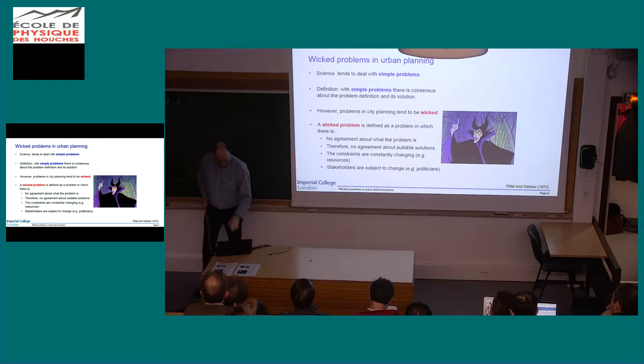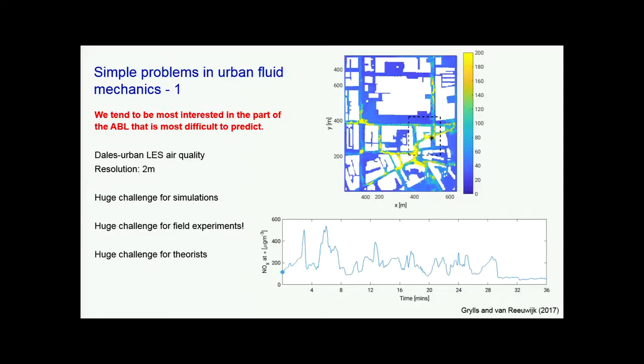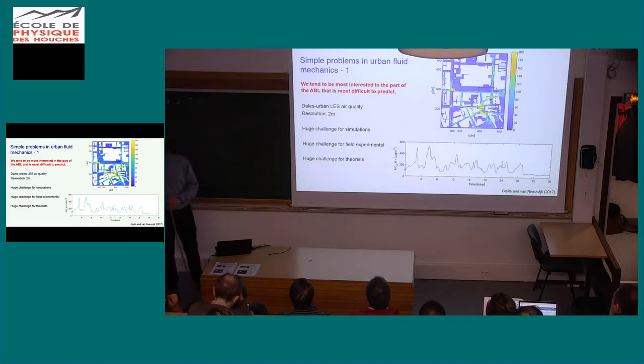Right. So, having identified what a wicked problem is, we probably just have to get used to the fact that we are dealing with simple problems. So let's talk about some simple problems in urban fluid mechanics. Simple problem number one is that we tend to be most interested in that part of the atmospheric boundary layer that is most difficult to predict.